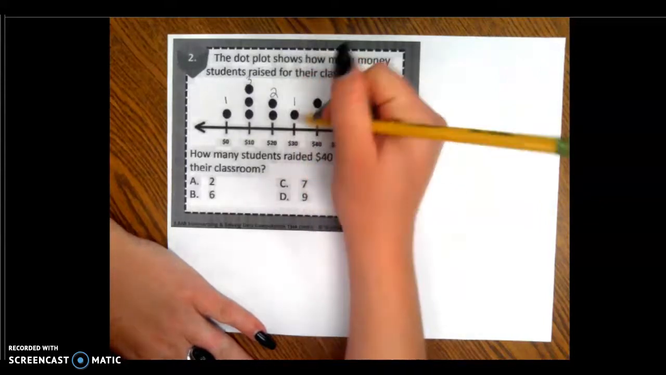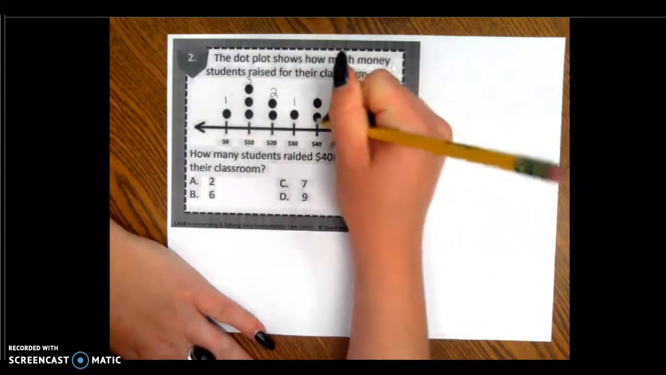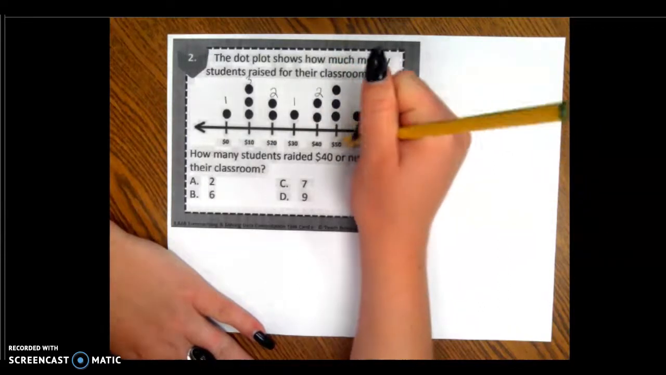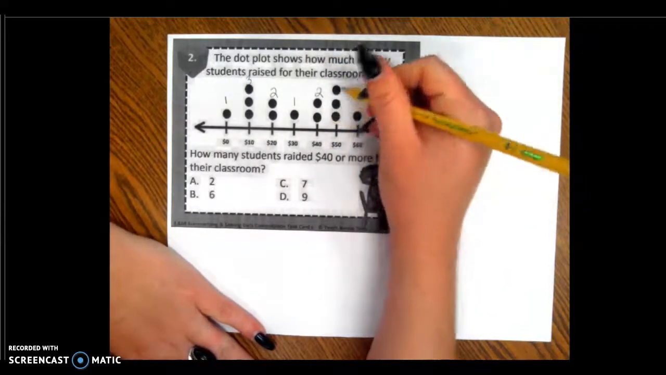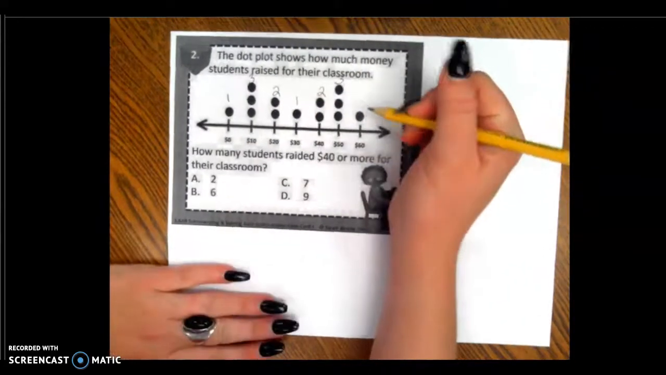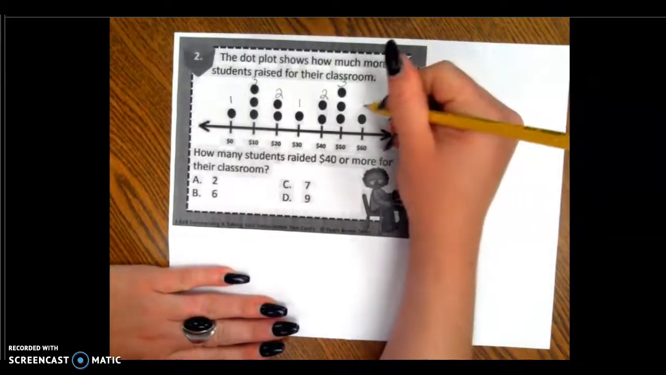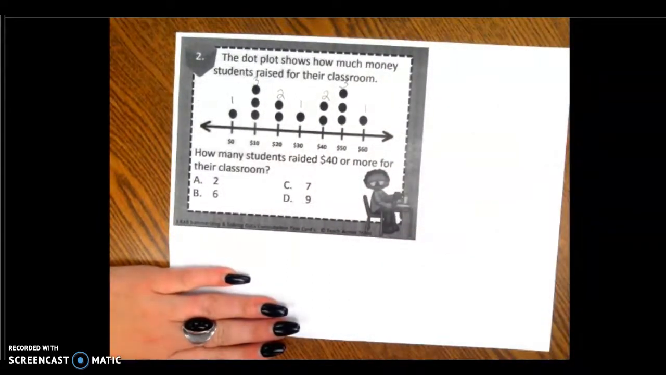1. How many students raised $40? 1, 2. How many students raised $50? 1, 2, 3. How many students raised $60? 1. Now let's see, what is our question asking us?